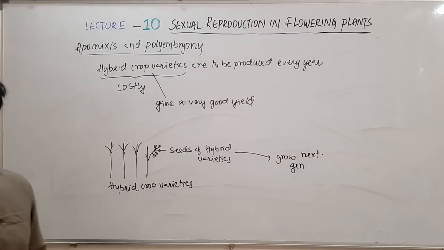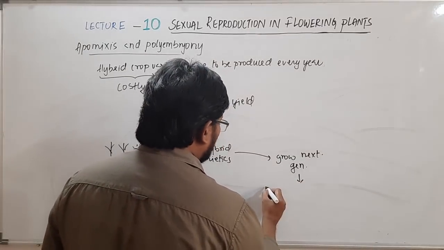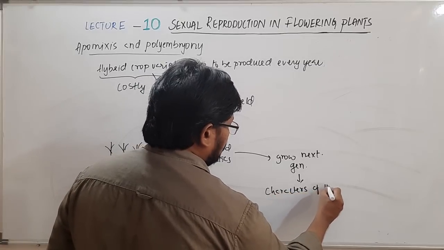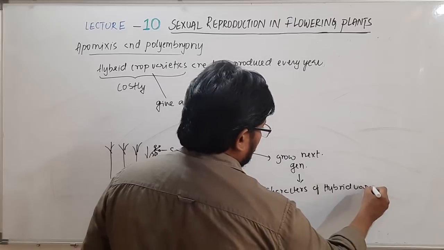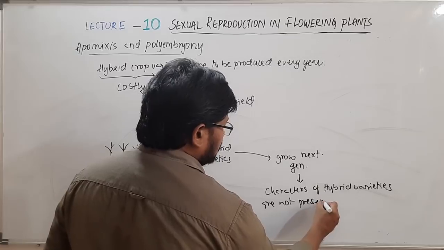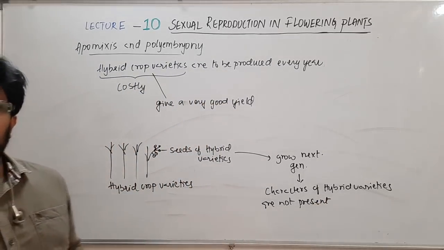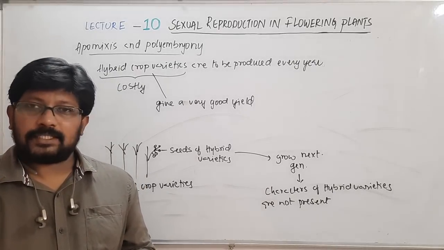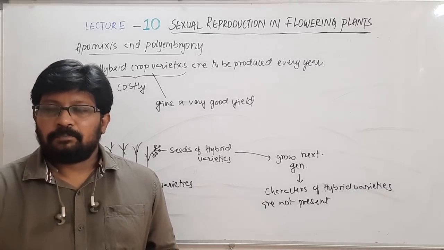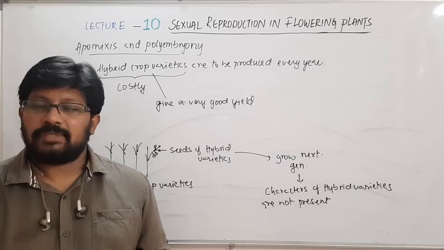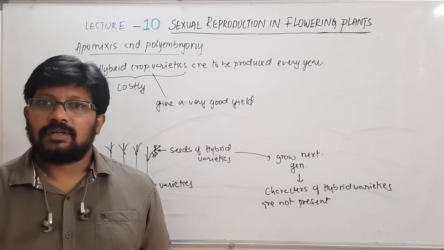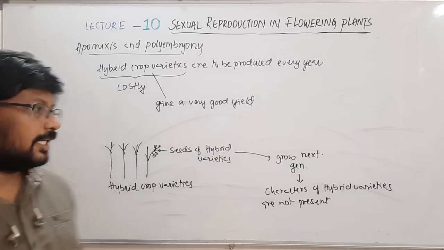what you see is that the characters of hybrid varieties are not present, because they are segregated. Understood? How are these characters segregated, and what is the basis for all that? Slowly we will understand in our coming chapters, like the principles of inheritance and variation, where we deal with the genes and how they get segregated.